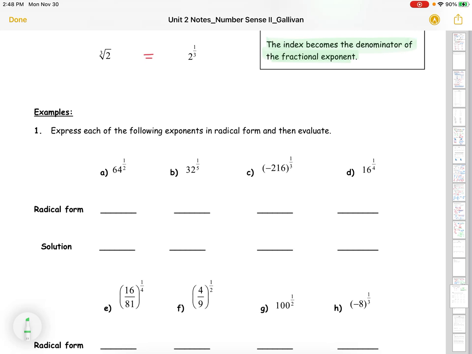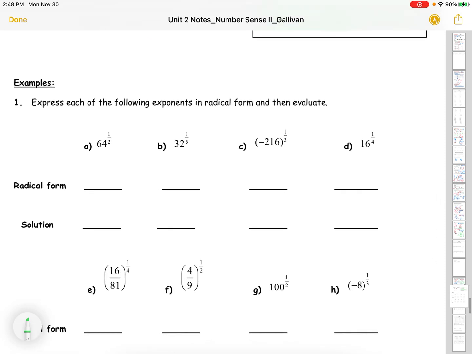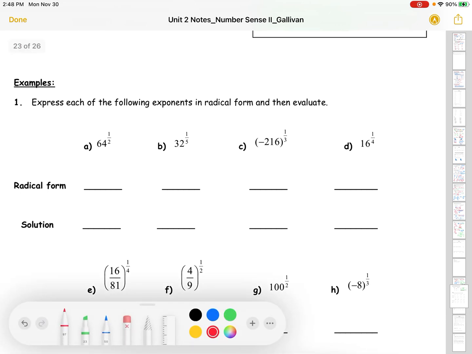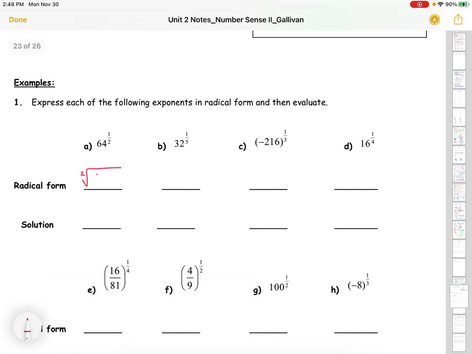So express each of the following exponents in radical form and then evaluate. Sometimes you're going to get a fraction for your exponent, but we can change these to radical form. So 64 to the 1/2 would be the same as square root of 64. Well, 64 is 8 times 8, so the solution would be 8. The 32 to the 1/5 is like the 5th root of 32. Remember, it's 2 times 2 times 2 times 2 times 2, 5 times, so the answer would be 2.